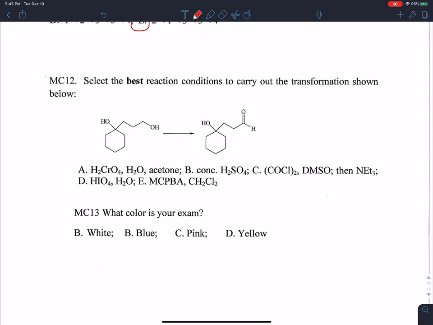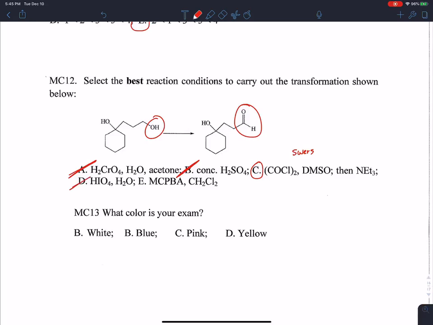Last question. Yay. Select the best reaction conditions to carry out the transformation shown below. As we can see, this OH turned into an aldehyde, so that was oxidation. If you did H2CrO4, that will make it into a carboxylic acid, so that's not what I want. Concentrated H2SO4 does nothing there. Okay. COCl2, DMSO, NEt3, that's Swern, and that's a mild oxidizer. That would be my answer.